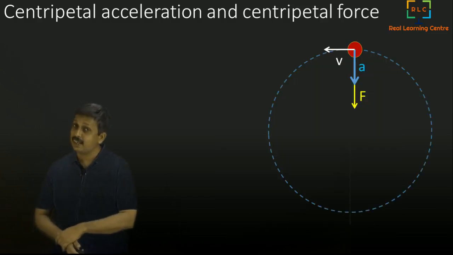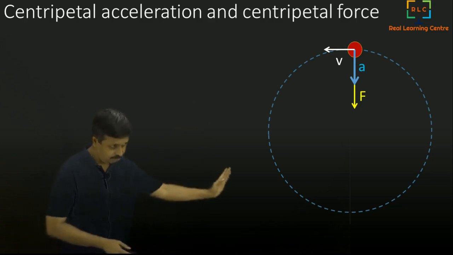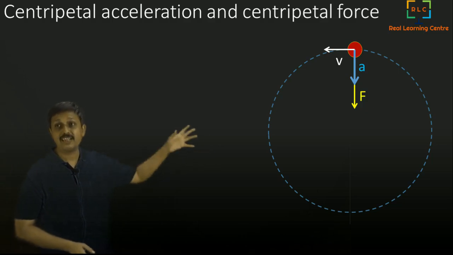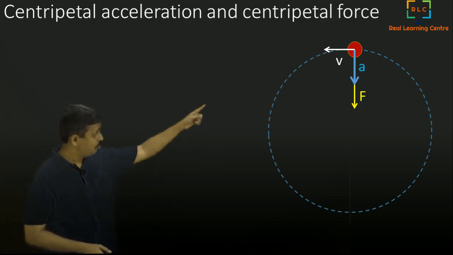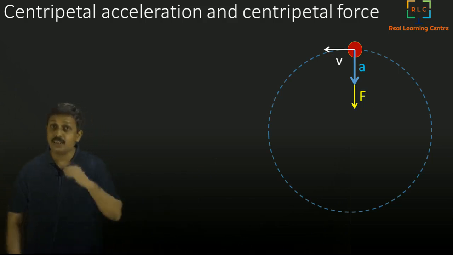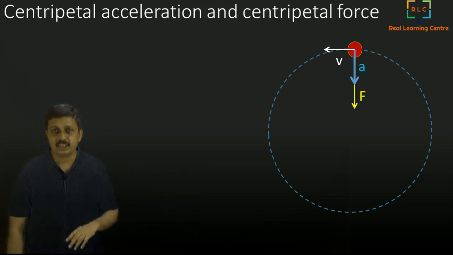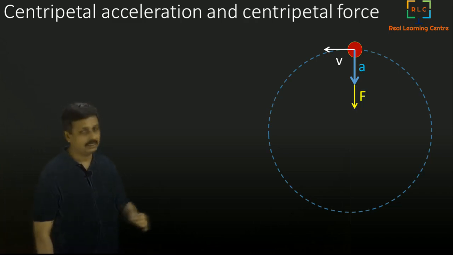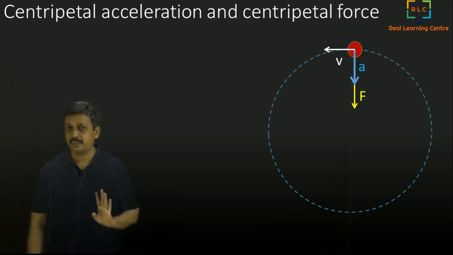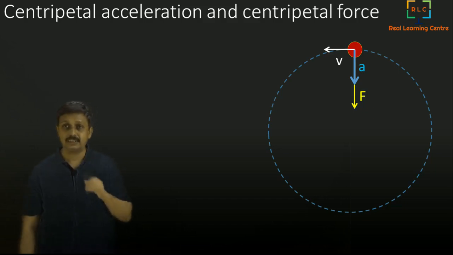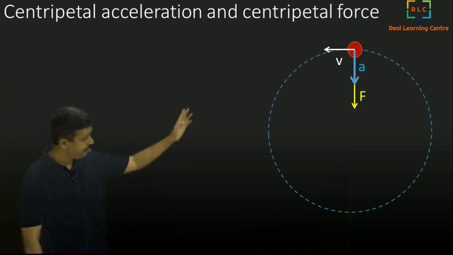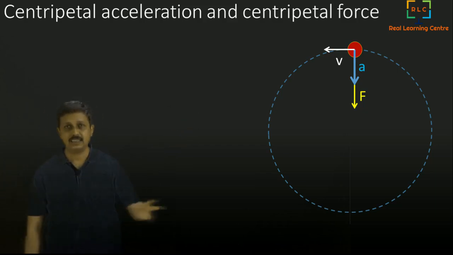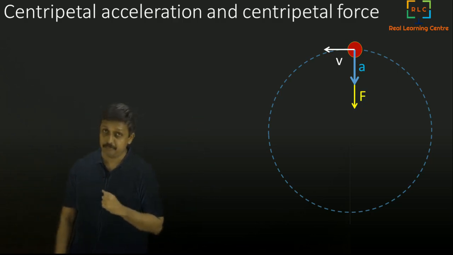And whenever there is a force towards the center, acceleration will also be towards the center. You can see very clearly here, the force is towards the center. Now, according to Newton's second law, the direction of the force and the direction of the acceleration have to be the same. Hence, acceleration also will be in the same direction. That is why we call them centripetal acceleration and centripetal force. Centripetal means towards the center.